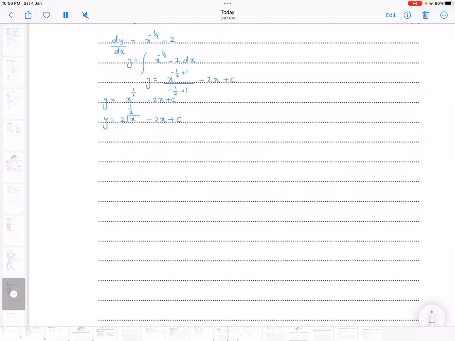Now place the values of x and y to find out c. So write -1 for y and 4 for x, and then solve it for c. So c equals 3, and your equation is ready. y equals 2 times the square root of x, minus 2x plus 3.